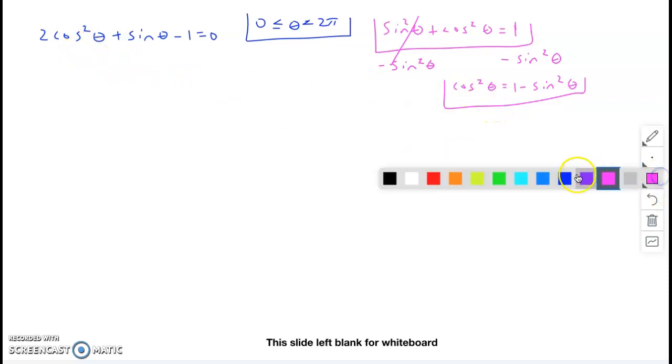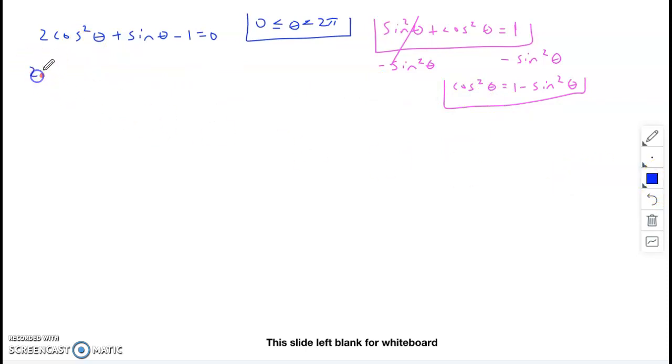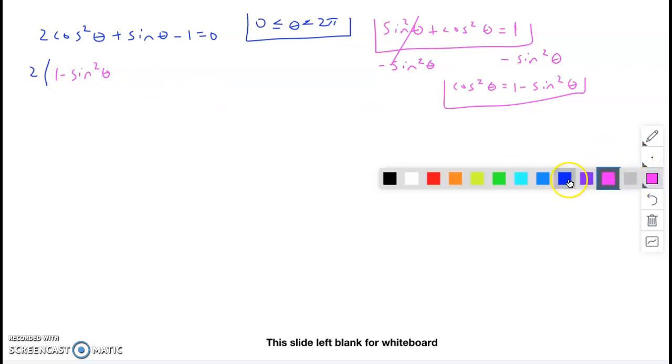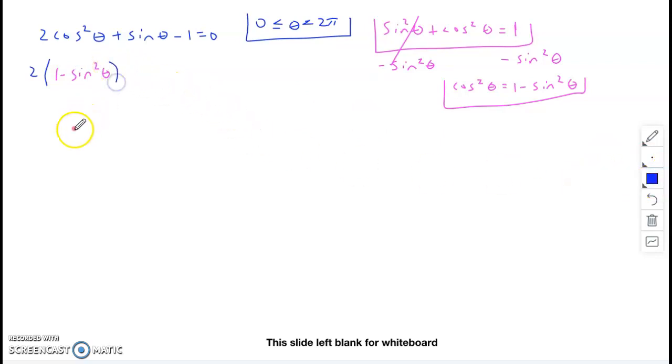So let's go. We have 2 times cosine squared, but my cosine squared is 1 minus sine squared of theta. 1 minus sine squared of theta, close parenthesis. I replace the cosine. Plus sine theta minus 1 equals 0. Now everything is in terms of sine.